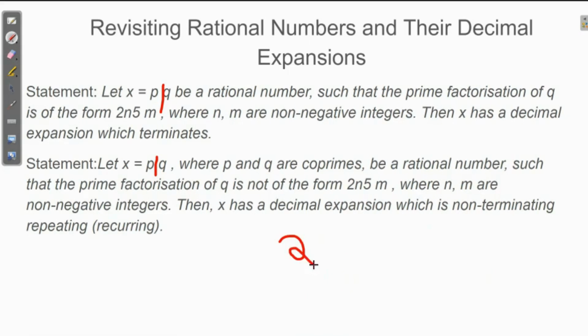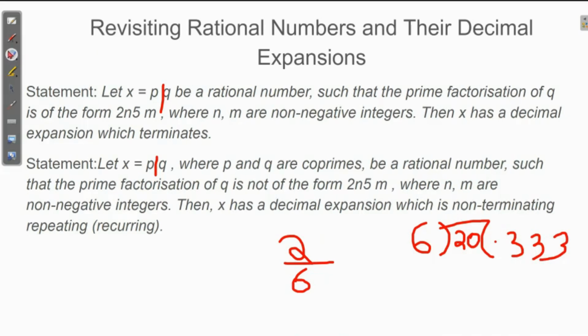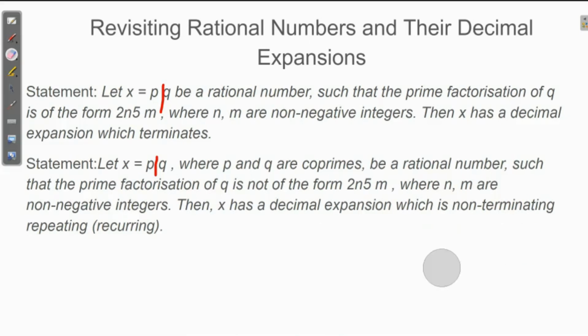So I have a number 2 by 6. Okay, let me divide 2 by 6. I will have to add a decimal point. It will become 20. 6 3s are 18. Again 20. So 0.333 it goes on. So it is a non-terminating and recurring decimal expansion. That is, 3 is repeating again and again.